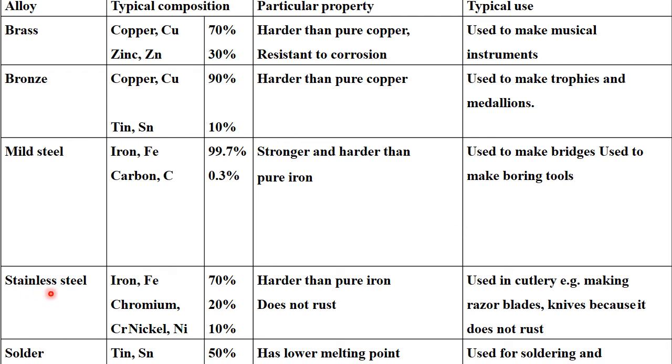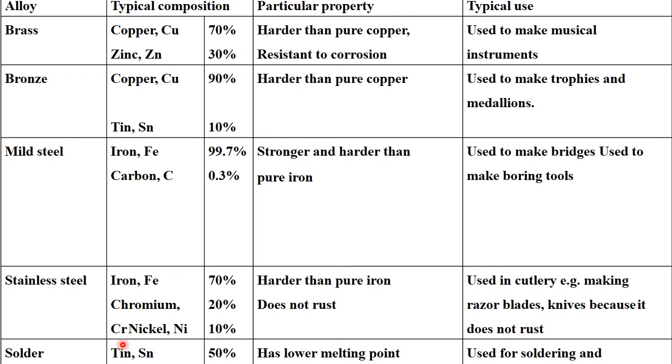Then we have this famous one, stainless steel, which is made of iron, chromium, and nickel. So it has 70% iron, 20% chromium, and 10% nickel. The particular properties: it is harder than pure iron and does not rust. It is used to make things like razor blades and knives because of its ability not to rust.